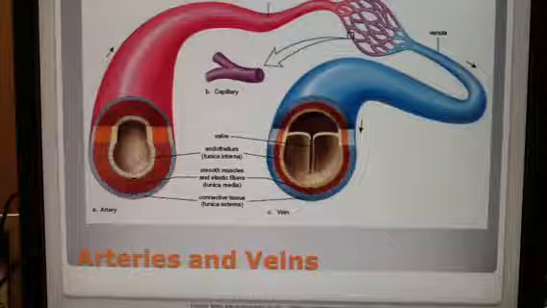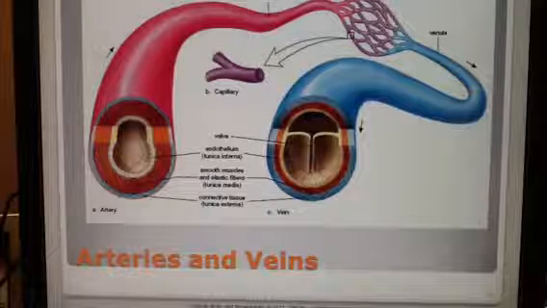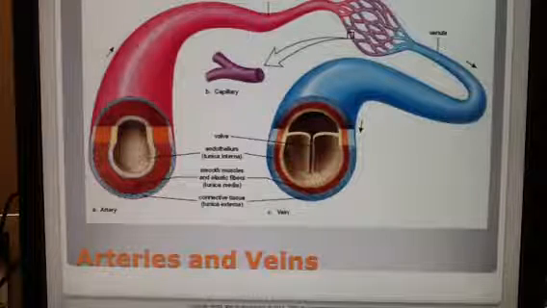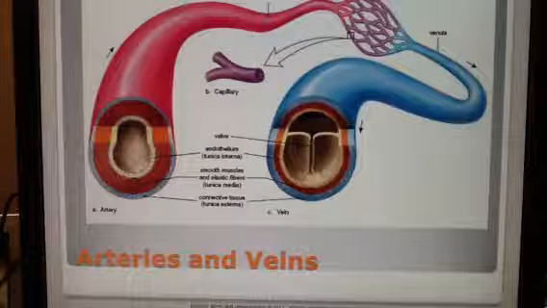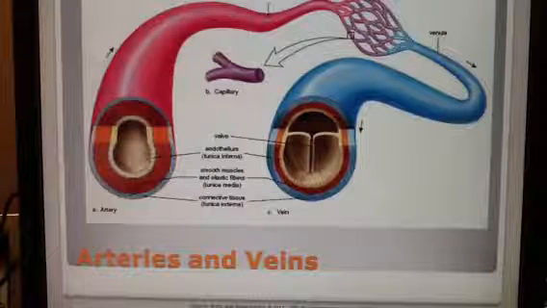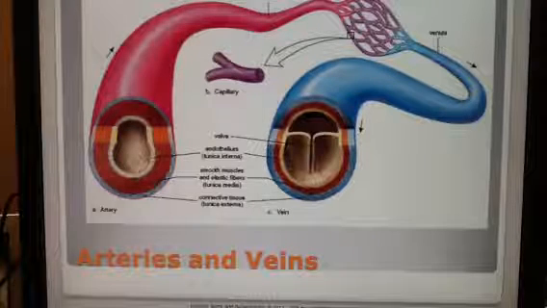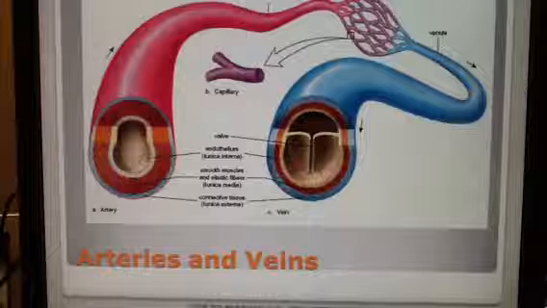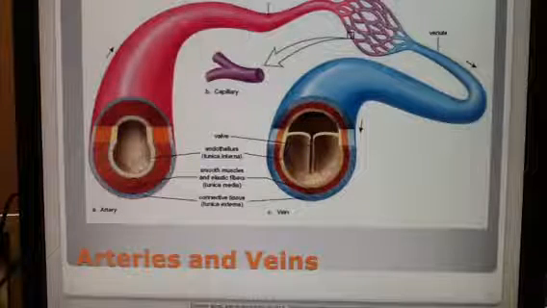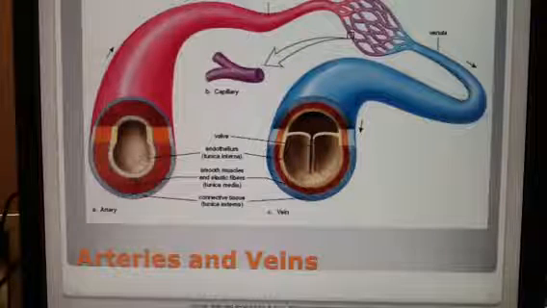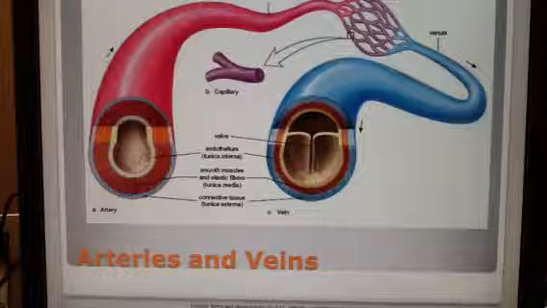Arteries and veins alike have three layers. They have the endothelium, which is the tunica interna. We have the tunica media, which is the smooth muscle of the arteries and veins. And you can see that the artery has a larger tunica media than the vein. And then we have the tunica externa, which is the outer layer of the arteries and veins.